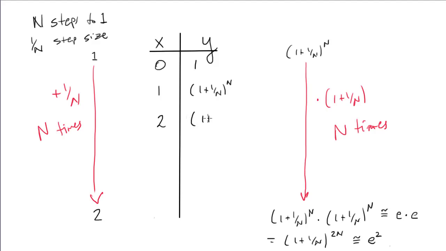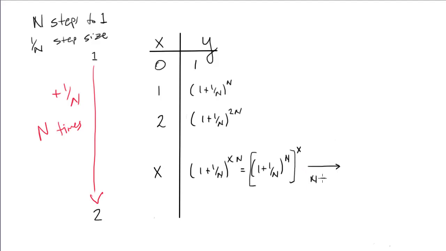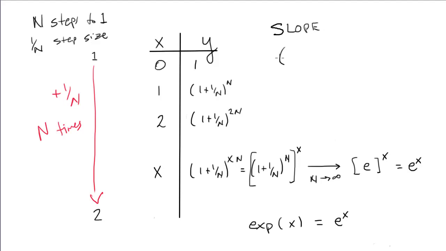Well, if it's good for 1 and 2, it's good for any number that you can get to. So for any x, it's 1 plus 1 over n to the xn. Multiply power, power of power, drive n to infinity, and the stuff inside the brackets goes to e. The exponential function at x is e to the x, and the derivative is itself. Because at every point, the slope, which is the derivative at x, is the height, which is e to the x.